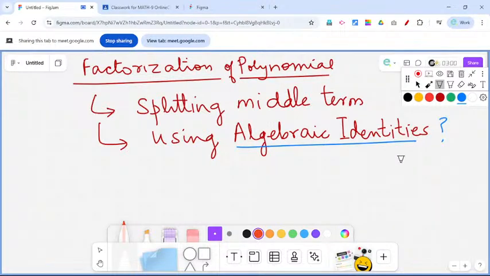Tell me some algebraic identity. Sir, (a plus b) square is equal to a square plus 2ab plus b square. Very good. So (a plus b) whole square is equal to a square plus 2ab plus b square. So this is the first algebraic identity.